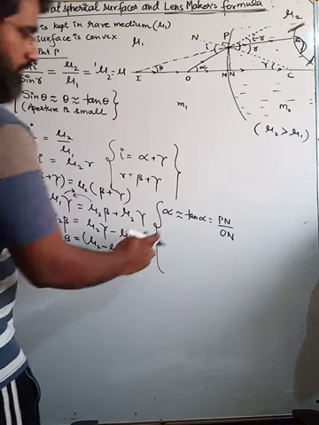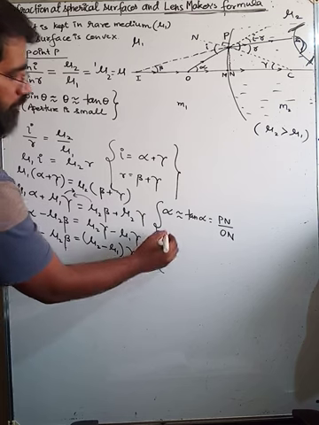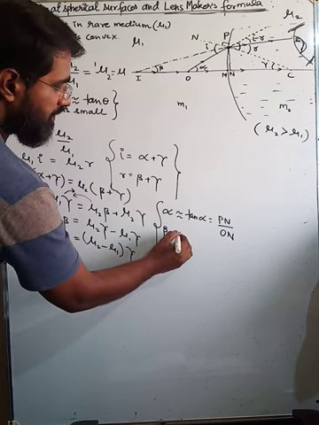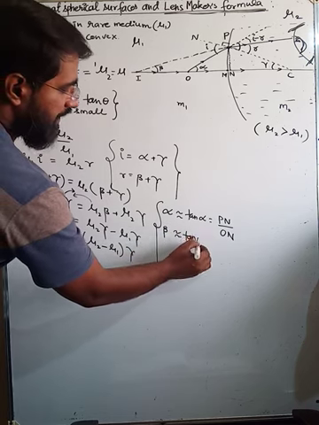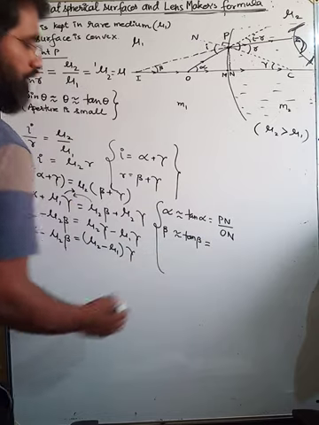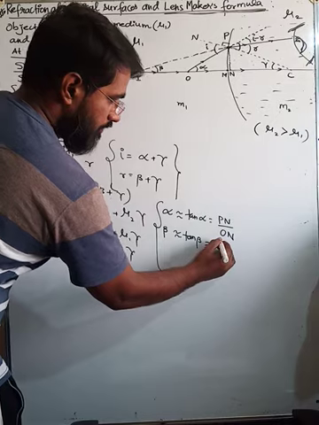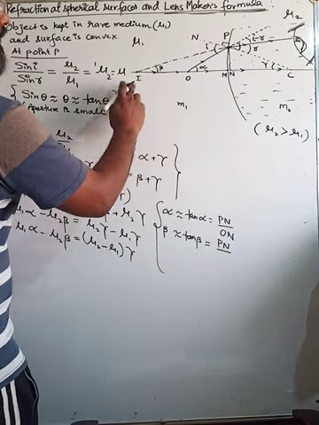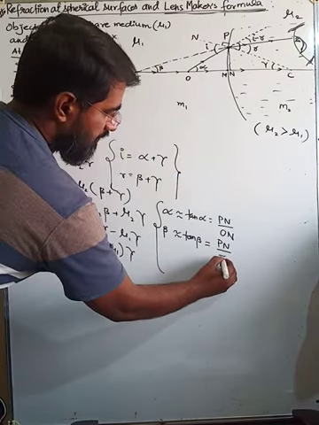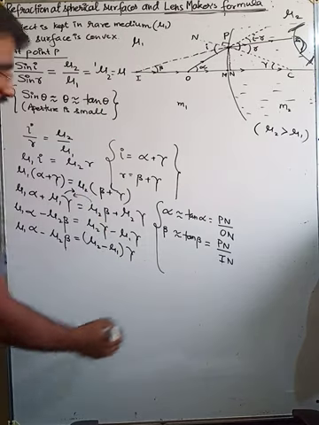Next, the value of beta. Tan beta is equal to, observe the diagram, opposite PN upon adjacent IN. Last one, gamma.